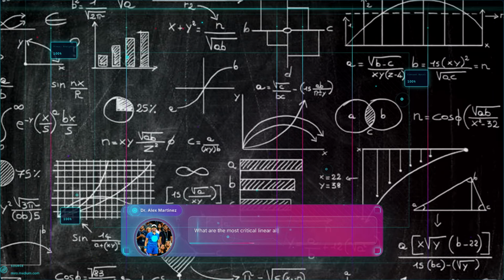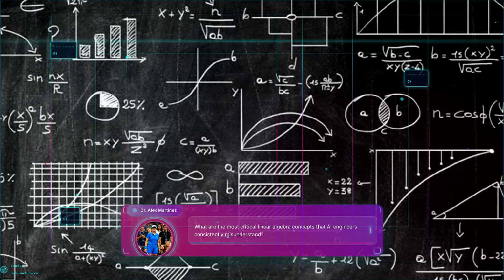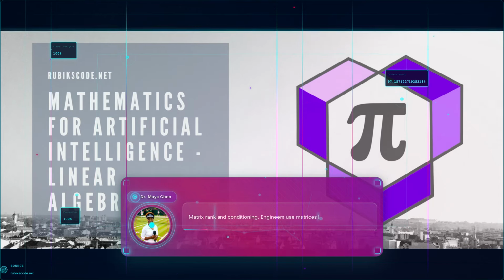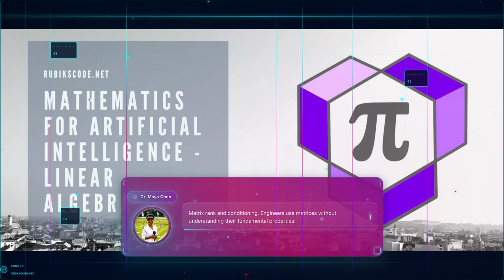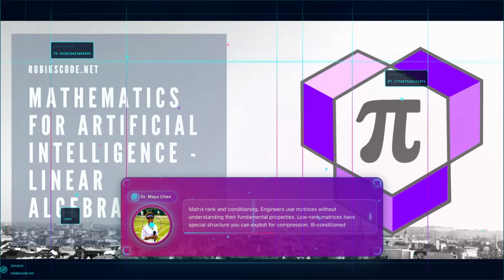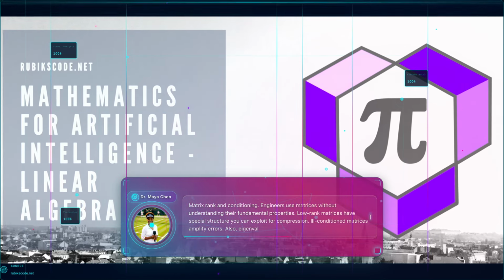What are the most critical linear algebra concepts that AI engineers consistently misunderstand? Matrix rank and conditioning. Engineers use matrices without understanding their fundamental properties. Low-rank matrices have special structure you can exploit for compression. Ill-conditioned matrices amplify errors.